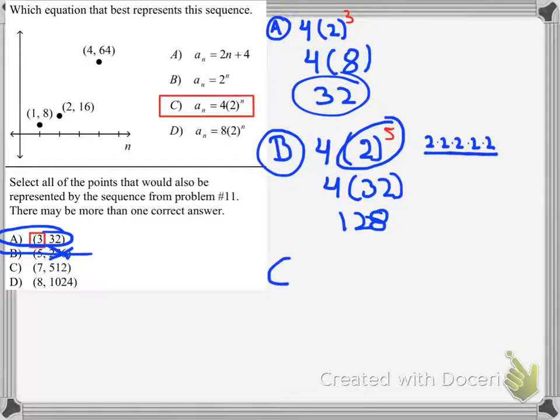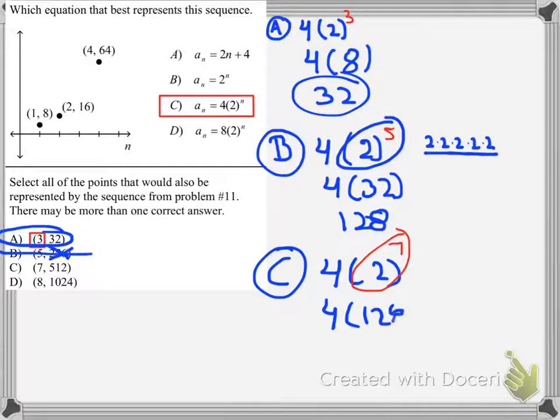So now let's try letter C. That'll be 4 times 2, but instead of that n, we are going to plug in the number 7. Remember, exponents first. So 2 to the 7th power, you multiply 2 times 2 times 2, 7 times. And that will give you 128. So it gives me 4 times 128. And you multiply it, and that will give you 512. So C is also an answer.